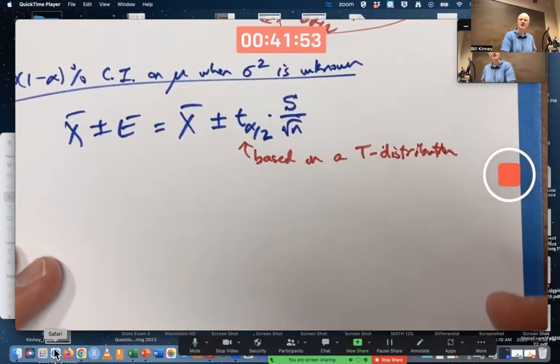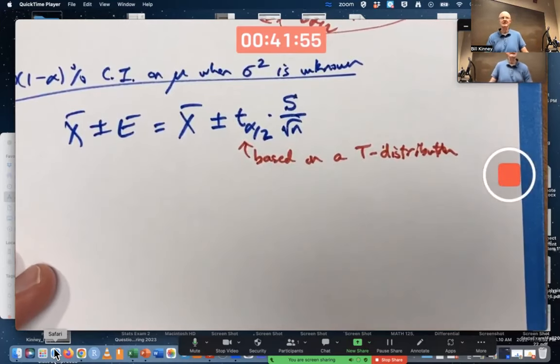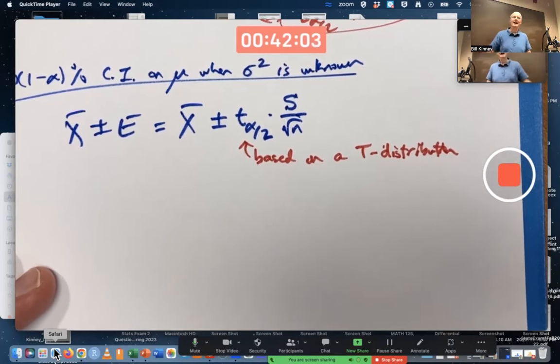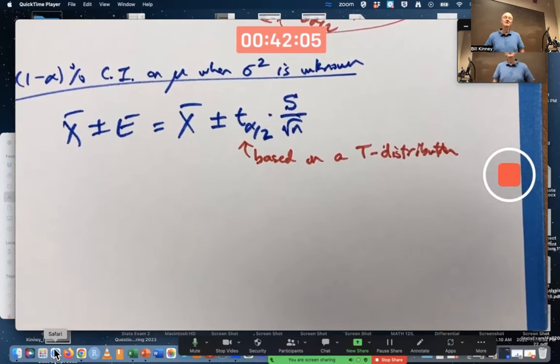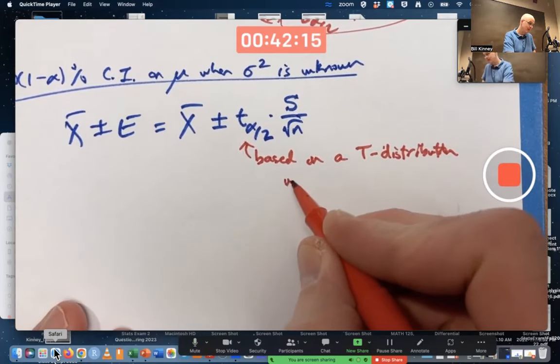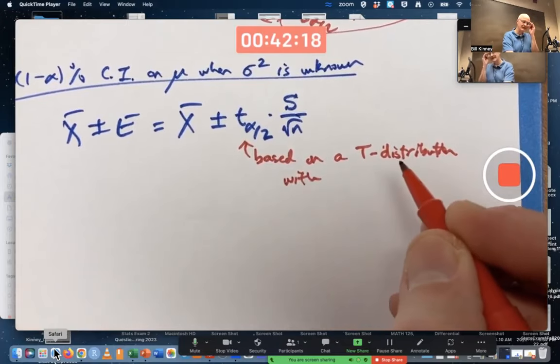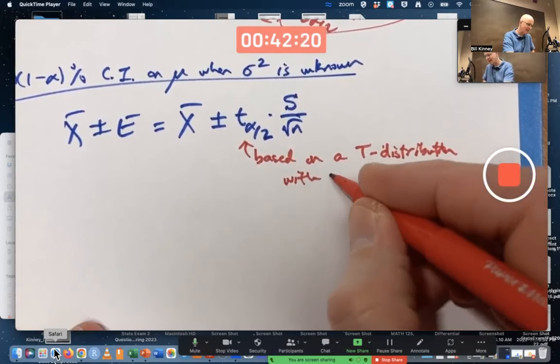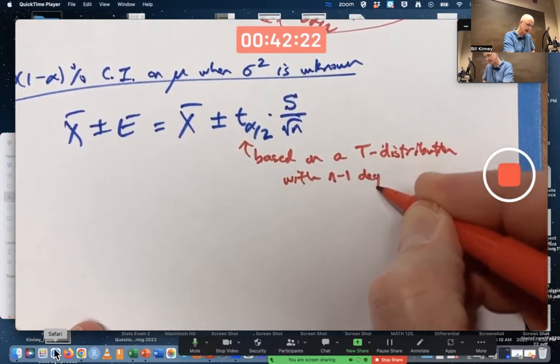Based on a t distribution, also called Student's t distribution. Why? Because if you read about this, there's that Gossett person, who's not related to Nathan Gossett or his dad, Eric Gossett, from about 100 years ago, who was trying to keep his identity secret. So he called himself Student, and it stuck. Student t distribution with a certain number of degrees of freedom, n minus 1 degrees of freedom, in fact.